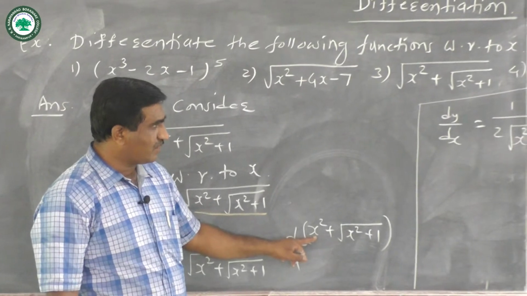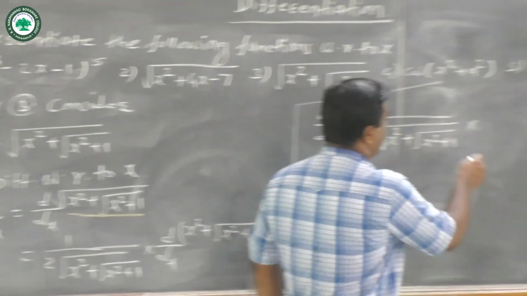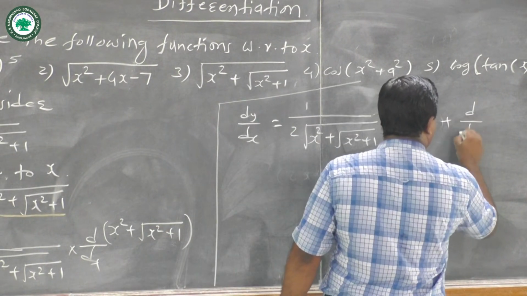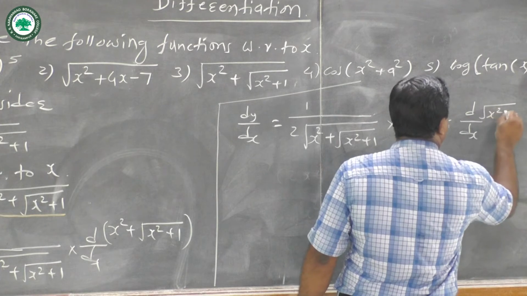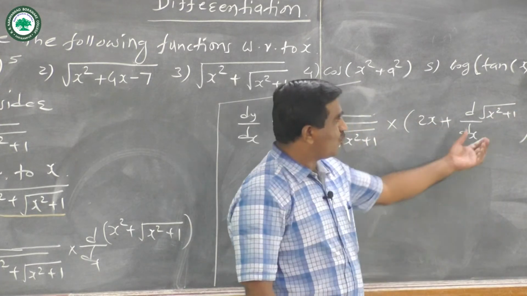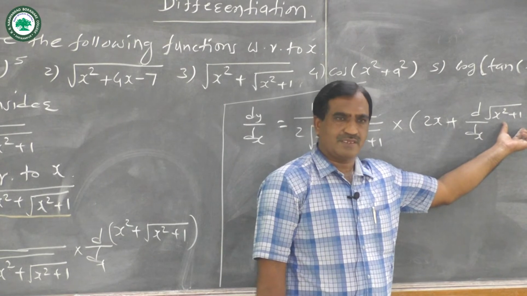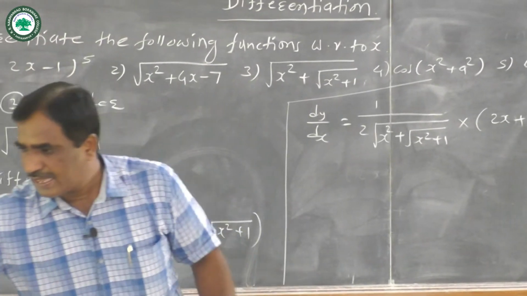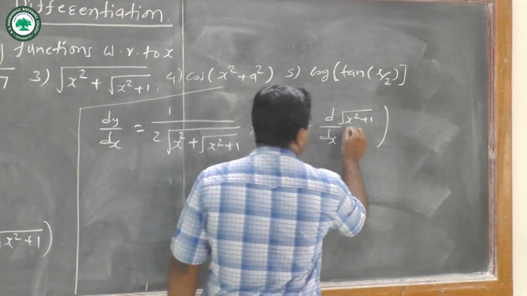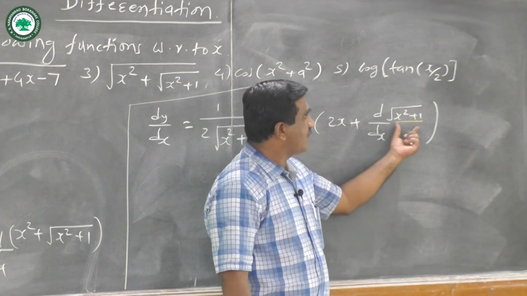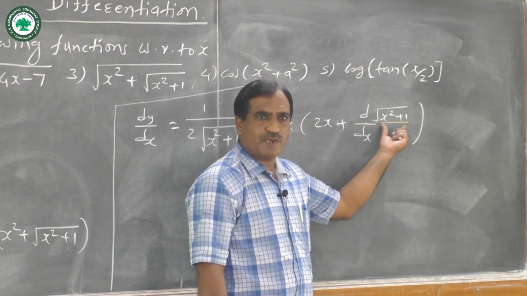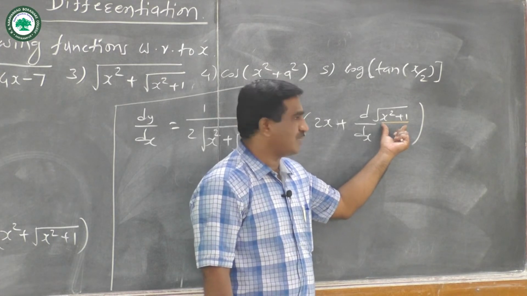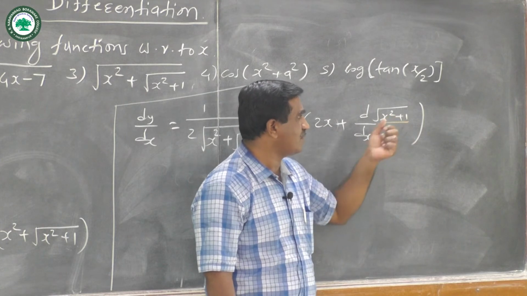Derivative of x square is 2x, plus the derivative of this function. You can write here dy dx of under root x square plus 1. Now this is again a composite function. Under root x square plus 1 is a composite function. Now suppose this x square plus 1 as x again, then that becomes under root x, and the derivative of under root x is again 1 upon 2 into root x. But here we write, instead of root x, under root x square plus 1.